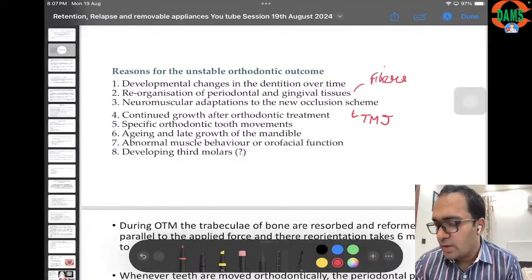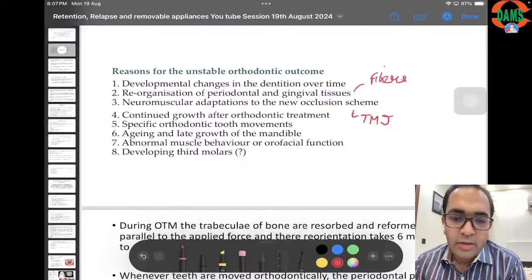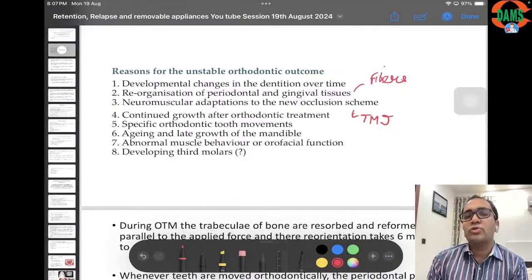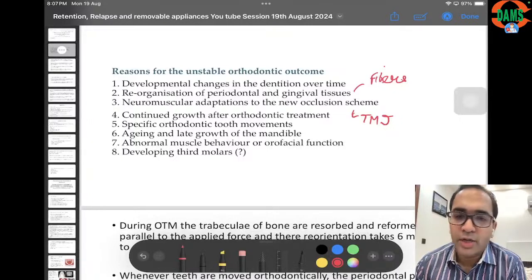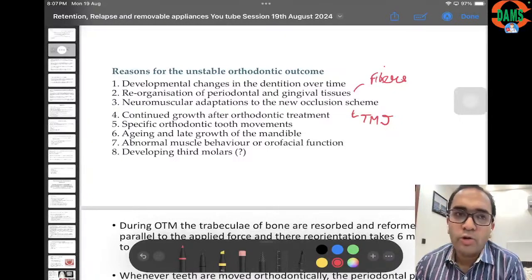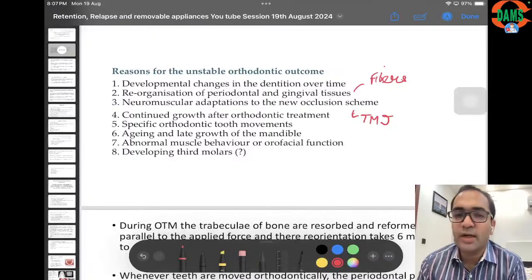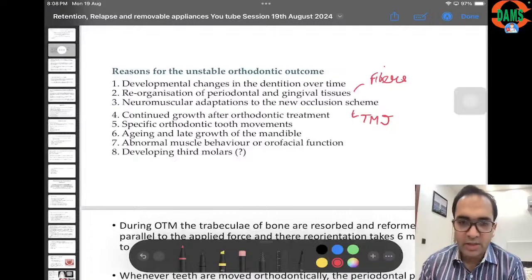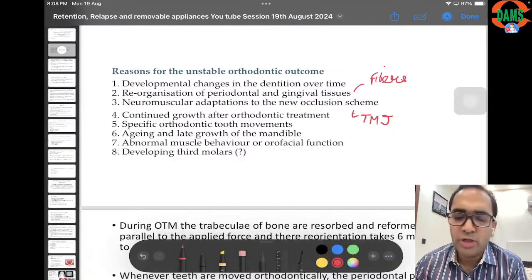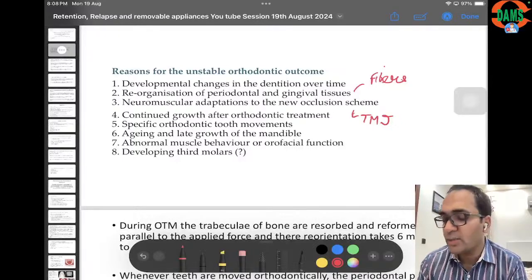Next, continued growth after the orthodontic treatment. Sometimes the treatment starts during the growth phase and ends before its completion. So the growth period which is still remaining post our orthodontic treatment also leads to an unstable outcome. Next is specific orthodontic tooth movements. Certain tooth movements, as we will discuss further in our slides, like intrusion and rotation, have a tendency for more relapse and are hence more unstable.